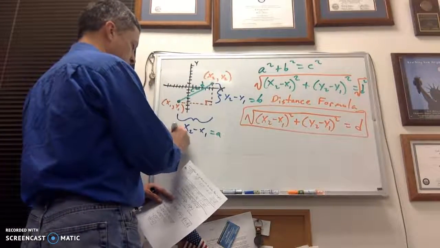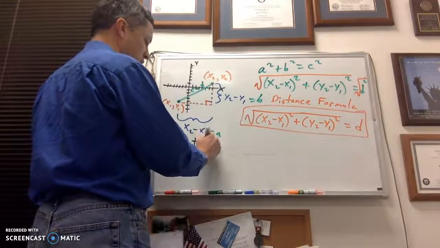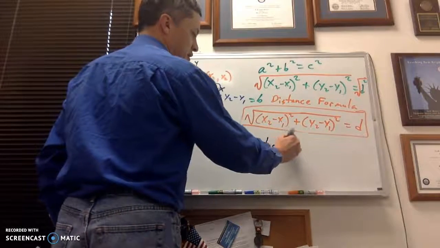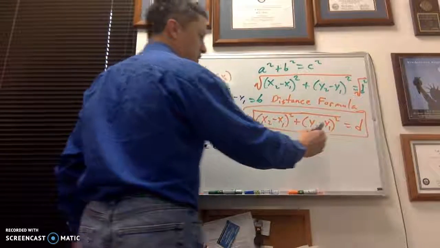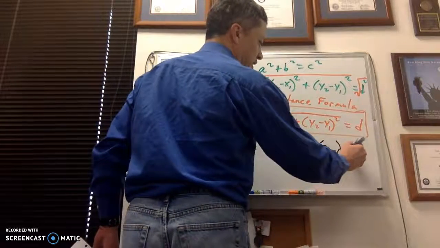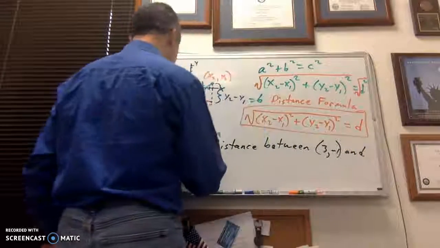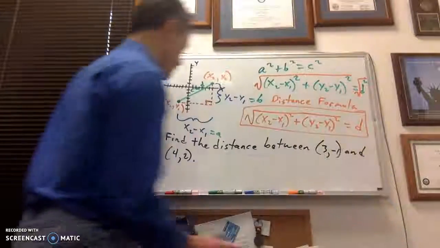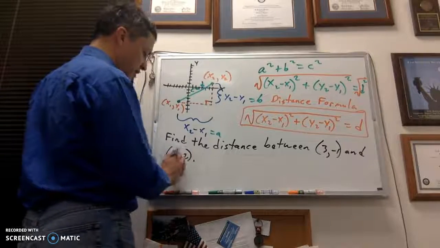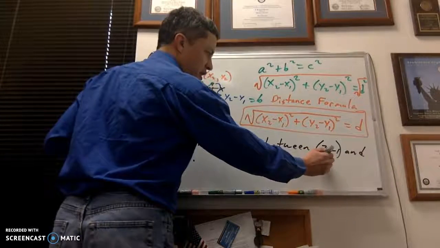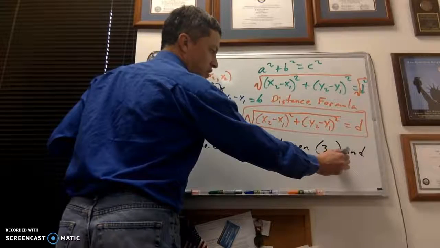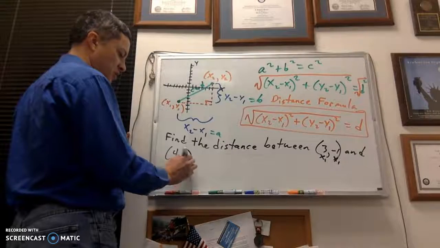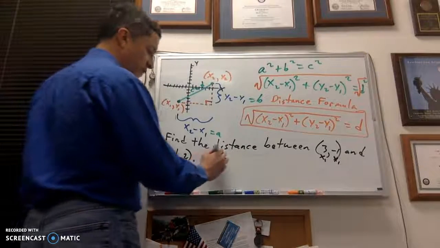But let's take a look at how to work with this distance formula. Let's find the distance between, you know what, I'm just going to pick points at random. Let's go 3, negative 1, and 4, 2. Okay, so we use the distance formula. I'll let x1 be 3, y1 be negative 1, x2 is 4, y2 is 2.